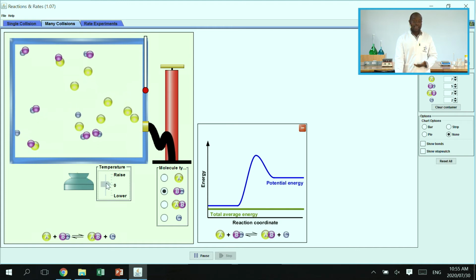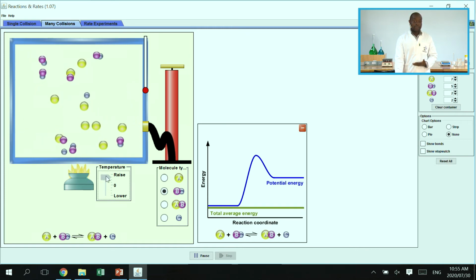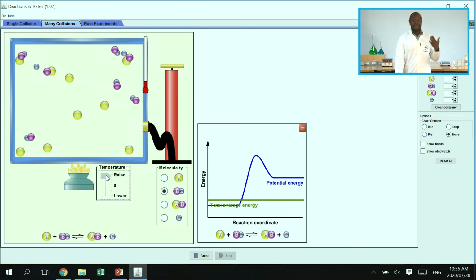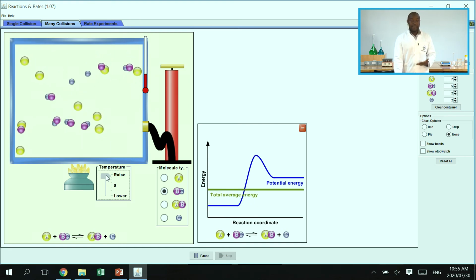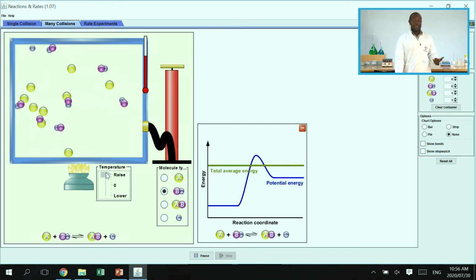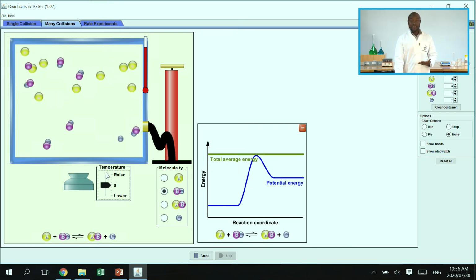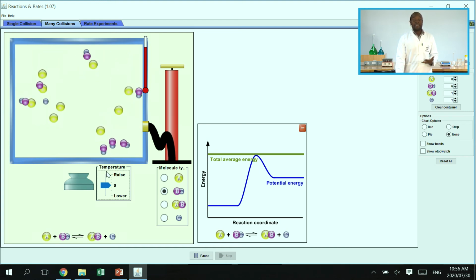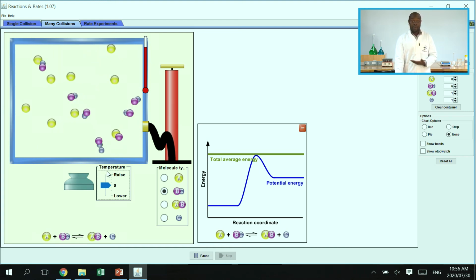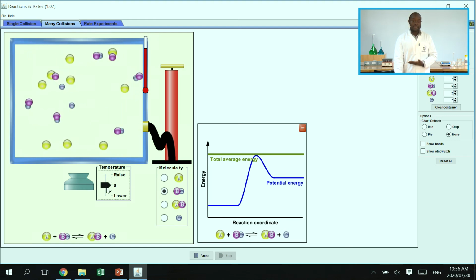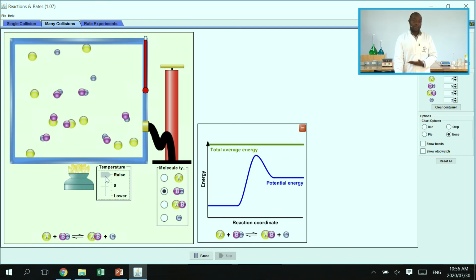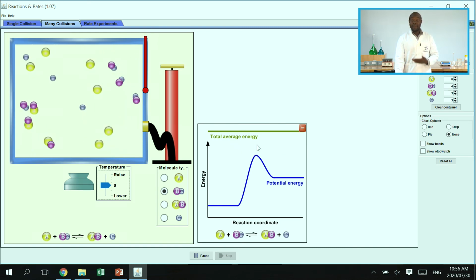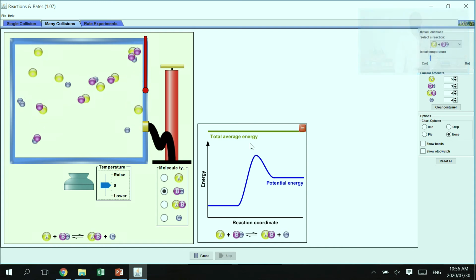But once we increase our temperature, we are going to increase the kinetic energy of the particles. They will start moving around faster, and the chances of them colliding into each other is going to increase. Therefore, as you increase temperature, you are going to be increasing the number of effective collisions. And once the average energy of the particles is more than our activation energy, we are going to start getting products from our reaction.